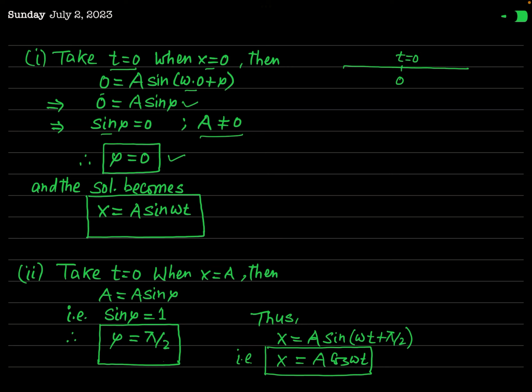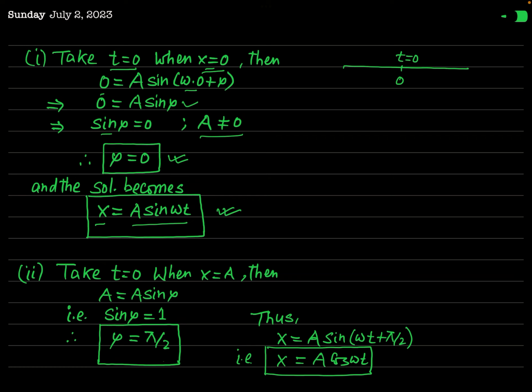So in this condition, when an observer takes the reference time t equal to 0 when the particle passes through the equilibrium position, such an observer will write phi equal to 0, and so that observer will write the simple harmonic motion is represented by x equal to a sine omega t. So this x equal to a sine omega t is also a solution of simple harmonic motion's equation. Actually, in this condition, phi has been taken 0.